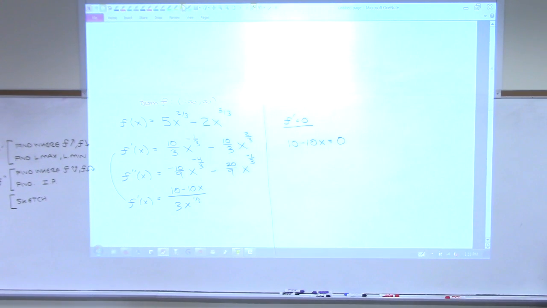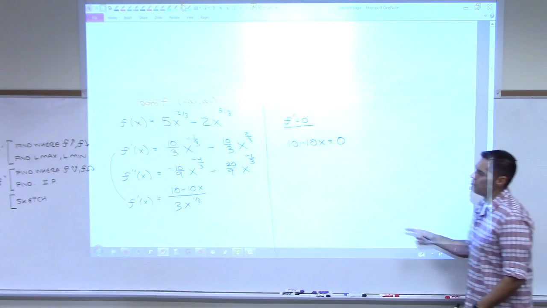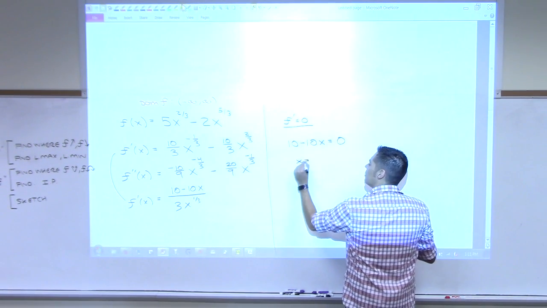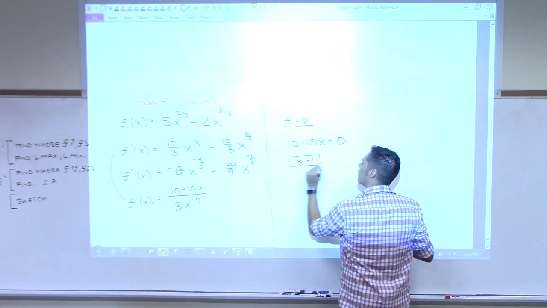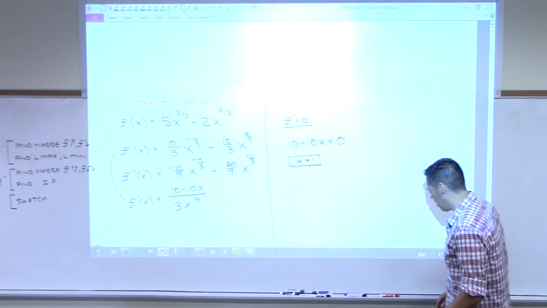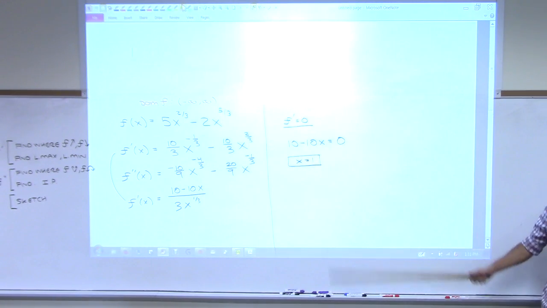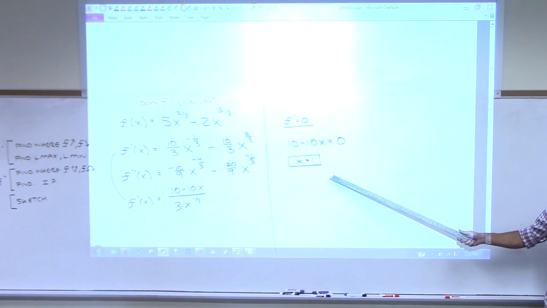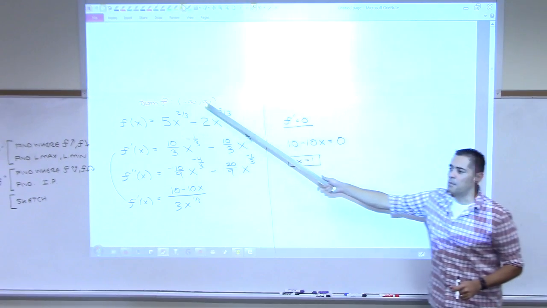So x is 1. All right, so x is 1 here. Everyone understand I'm just setting the top equal to 0? So x is 1. Now, is this a critical number or not? Yes. What do we have to check? There's something I had to check about this critical number before I can say it's a critical number. Is it in the domain of f? And it is, because the domain was all real numbers.